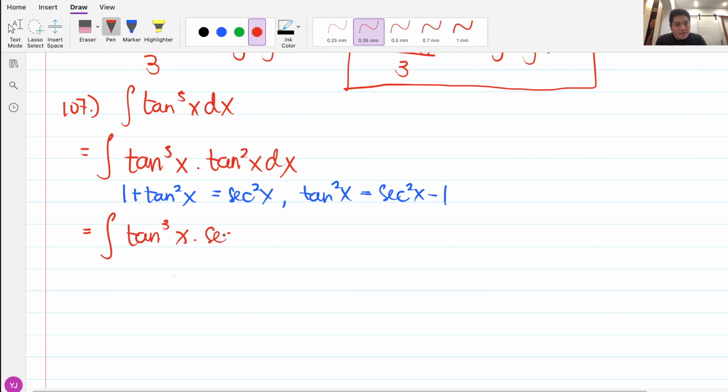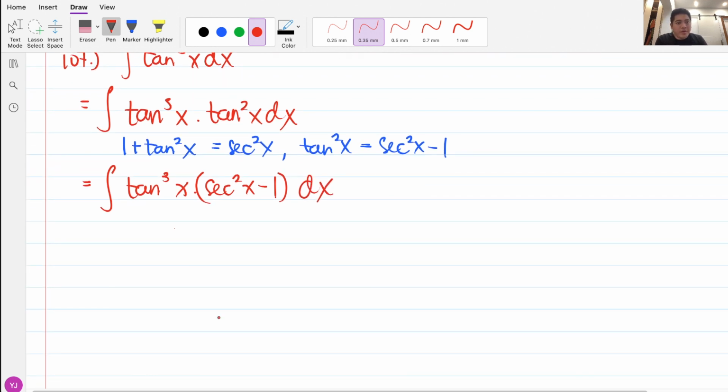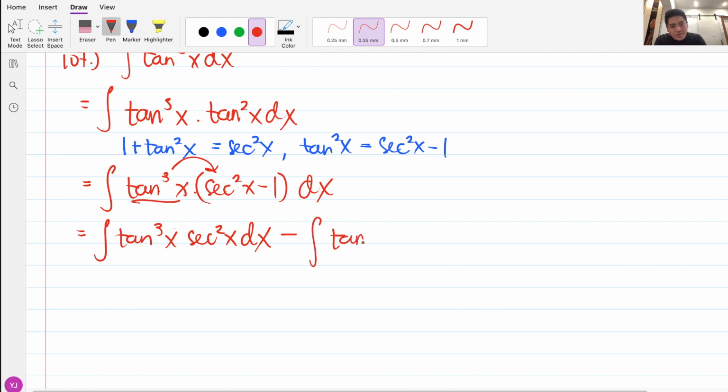We have secant squared of x minus 1, and then we have dx. So as you can see, if I distribute this, there's a chance that we can use u substitution, because the derivative of tangent is secant squared. So that would be tangent cubed of x secant squared of x dx minus, I'm going to multiply tangent cubed of x with minus 1, so I have tangent cubed of x dx. So this has no problem.